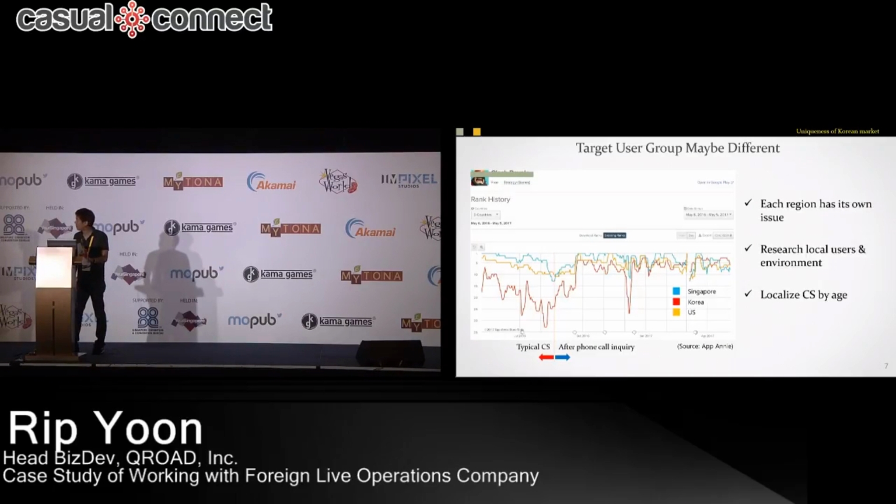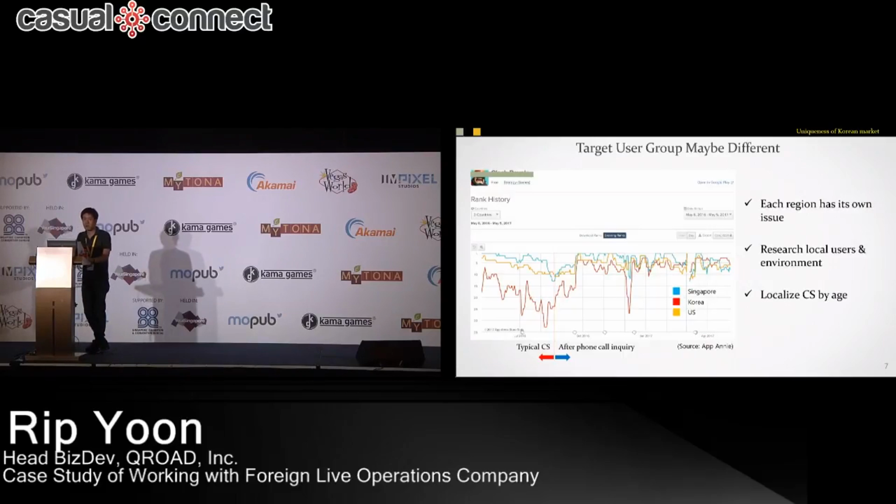The problem was that in Korea, unlike the other countries, the main user group was elementary school kids, very young kids. Right after we found the reason, what we did was expand the telephone call service, the after-phone-call inquiry. That's because we know that elementary kids always prefer telephone call service when they have a question or inquiry. So right after we set up more physical telephone call service, it dramatically recovered the revenue.